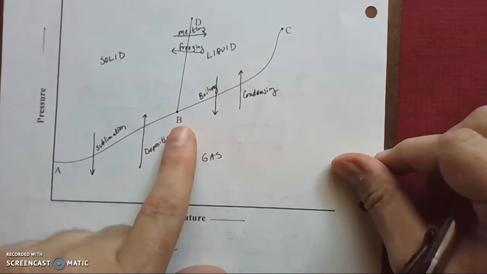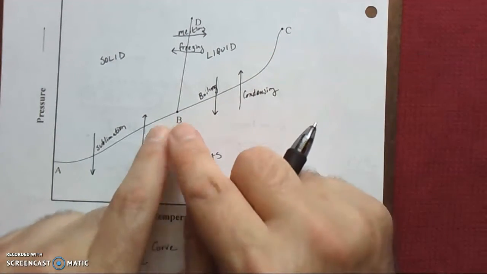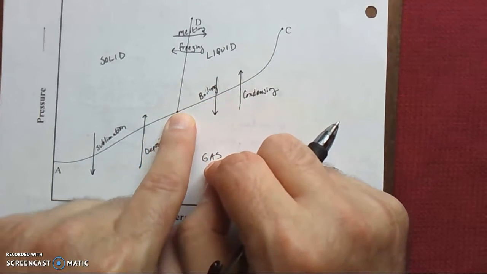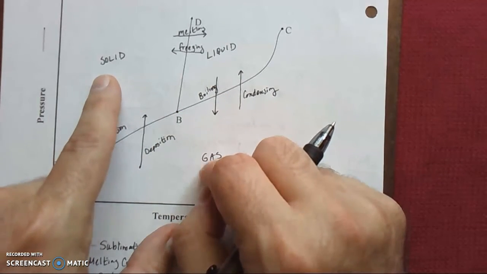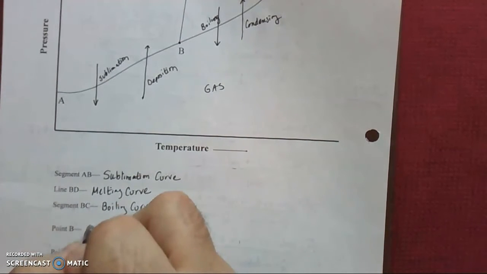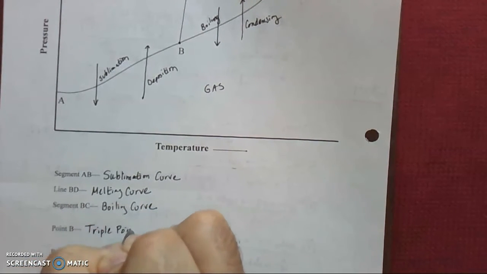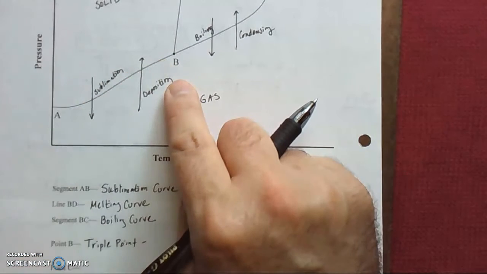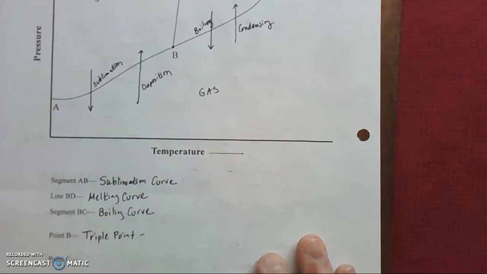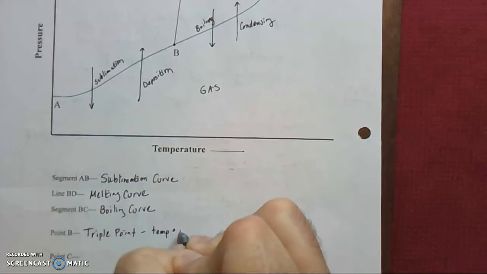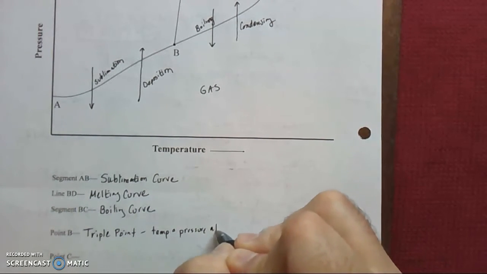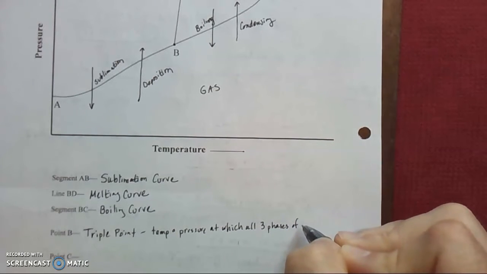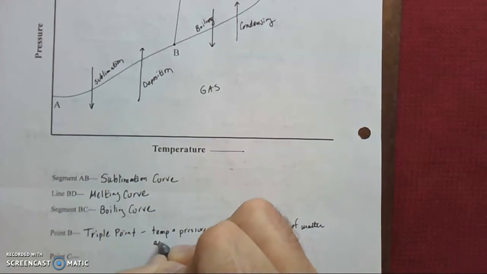But we also have 2 points that we have to describe, point B and point C. Point B is where all 3 line segments or lines intersect. So at this intersection point is the intersection between solid, liquid, and gas. So this is called the triple point. And if we extrapolate back and get the temperature and pressure of this point, which would be the XY coordinates of this point, it gives us the temperature and pressure at which all 3 phases of matter are in equilibrium with one another.